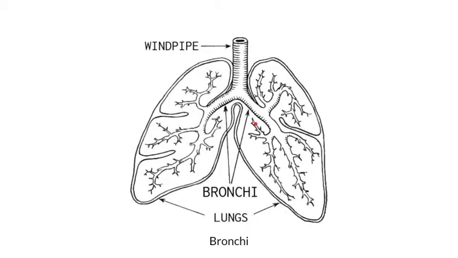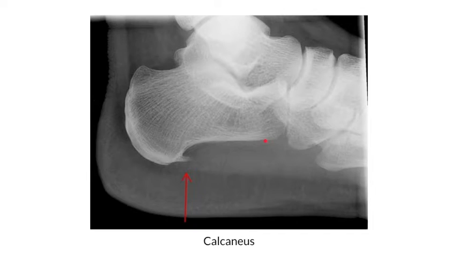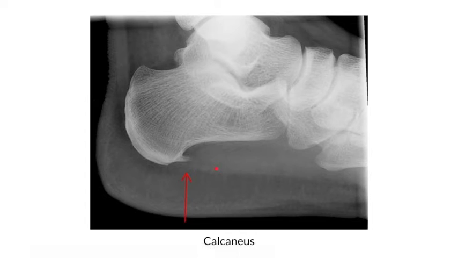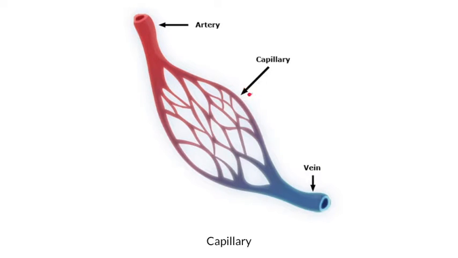Bronchi. Bronchi are two large branches that come off the trachea and enter into the lung. There's a right bronchus and a left bronchus. Calcaneus, which is the heel bone, you can see here. This is the outer heel where the skin tissue is, and this is the bone here.